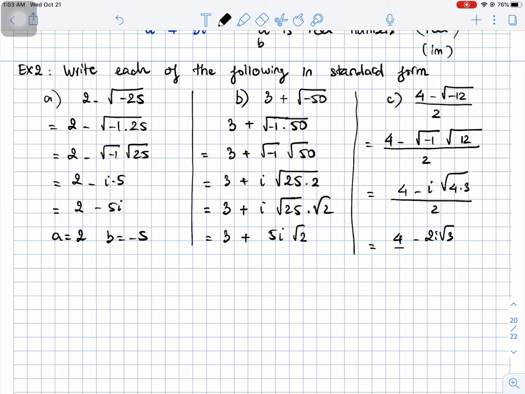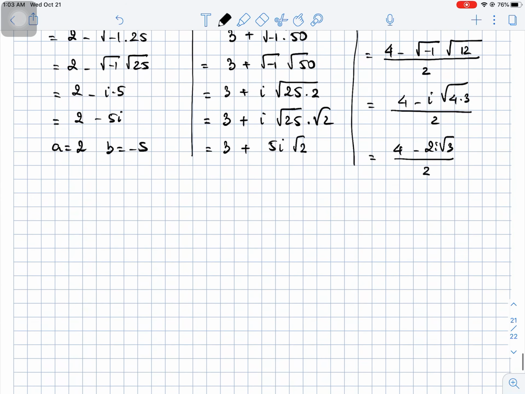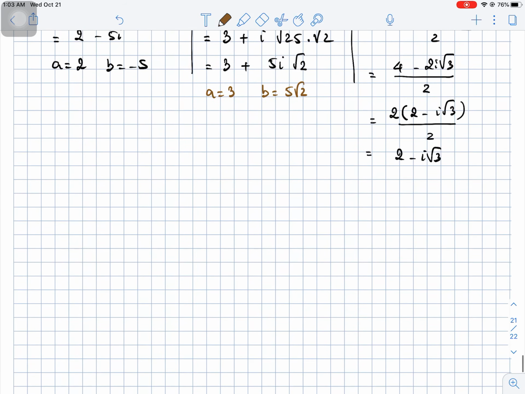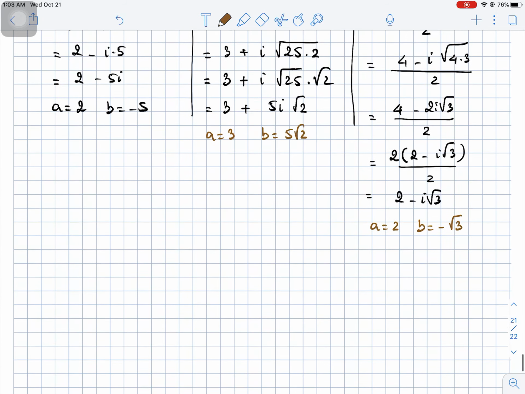Problem C, we have 4 minus the square root of negative 12, all over 2. We separate the negative 1 and the 12. Then for the 12, we will do 4 times 3, and the square root of 4 is 2. Then we will get 4 minus 2i square root of 3 over 2. We can factor the top. The GCF is 2. Then we got 2 times 2 minus i square root of 3, divided by 2. Then we got 2 minus i square root of 3.